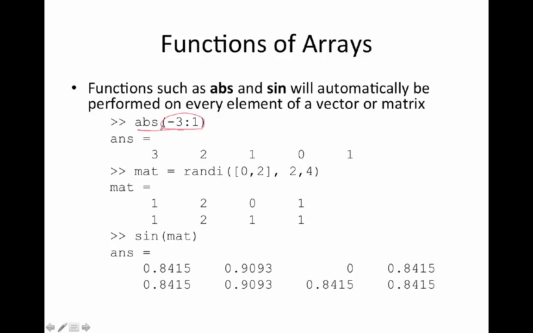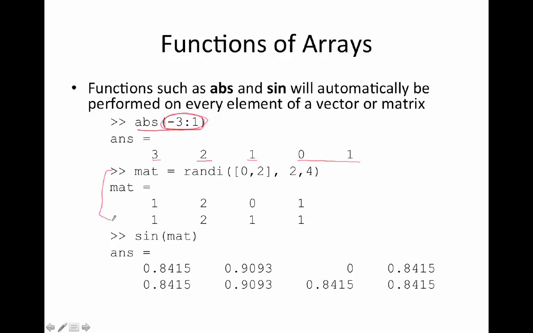If we take the absolute value of that vector, we get the absolute value of each. So the absolute value of -3 is 3, the absolute value of -2 is 2, the absolute value of -1 is 1, and then 0 and 1. So we get the absolute value of every element in this vector. Again, without a for loop, MATLAB will automatically go through and do that.